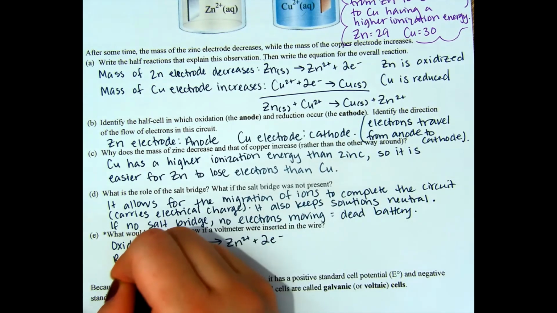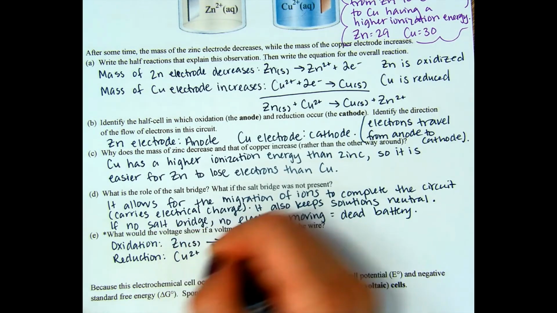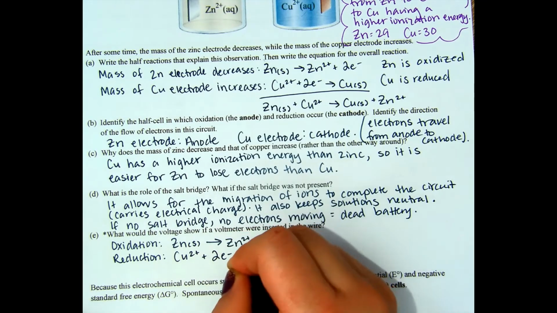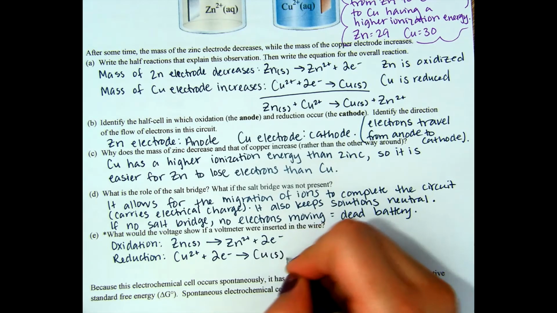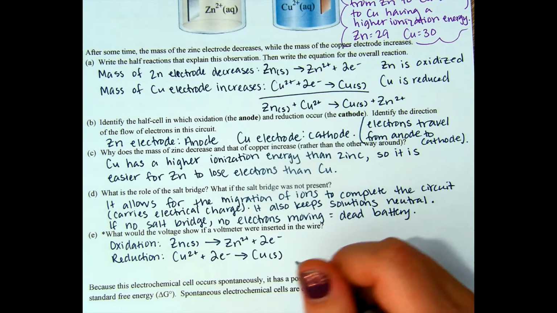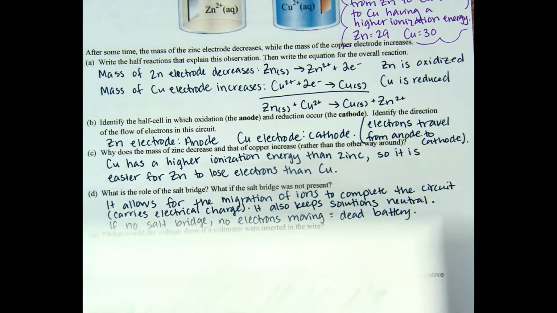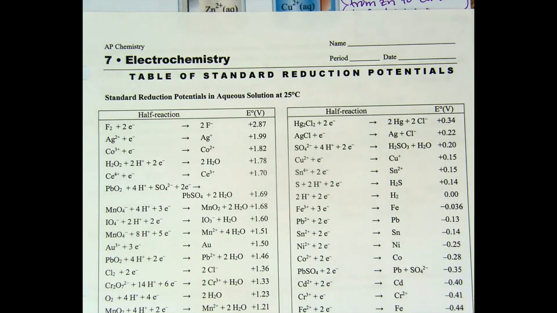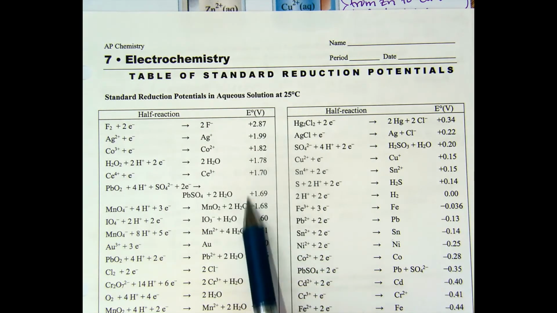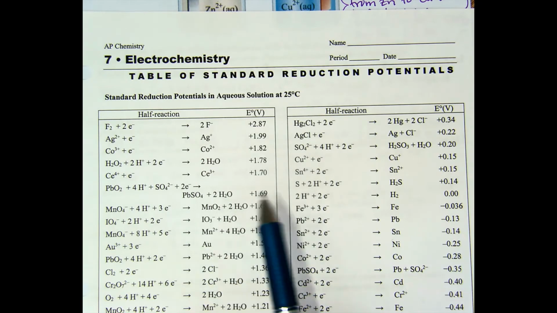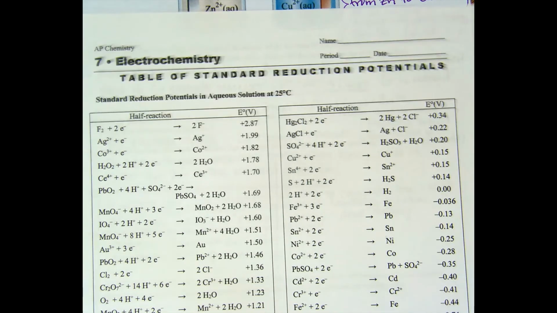And then let's look at our reduction. Now our reduction is copper 2 plus plus 2 electrons goes to Cu, solid. Okay, so what you actually have is a table of standard reduction values. So here's our table of standard reduction potentials. So we can look up the reduction potential, the voltage, of any half reaction we want. Notice these are all reduction potentials. So if you want an oxidation potential, you've got to flip these around and also flip your sign. So let's take a look at how we would do that.